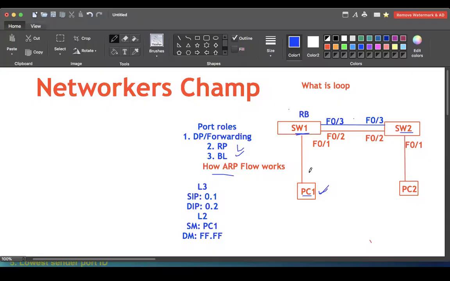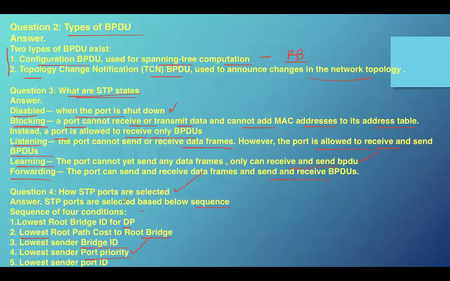Next is lowest sender port priority. By default, the port priority is 128. Here we have 128, here we have 128, that you can change again. So if it is default, then switch 2 would not select any of the ports as a root port. But yes, you can fine tune and change the priority here. If you want this port to be root port, you can change it. But let's talk about the default. This also would be skipped.